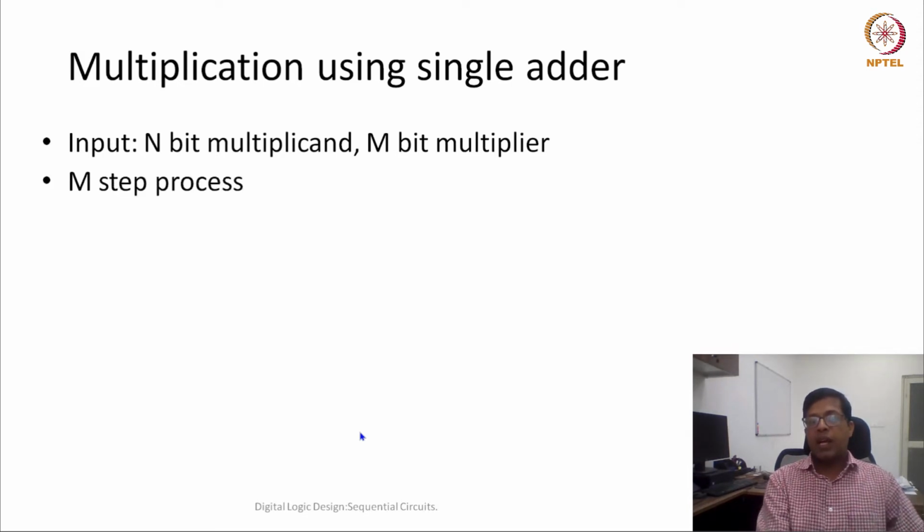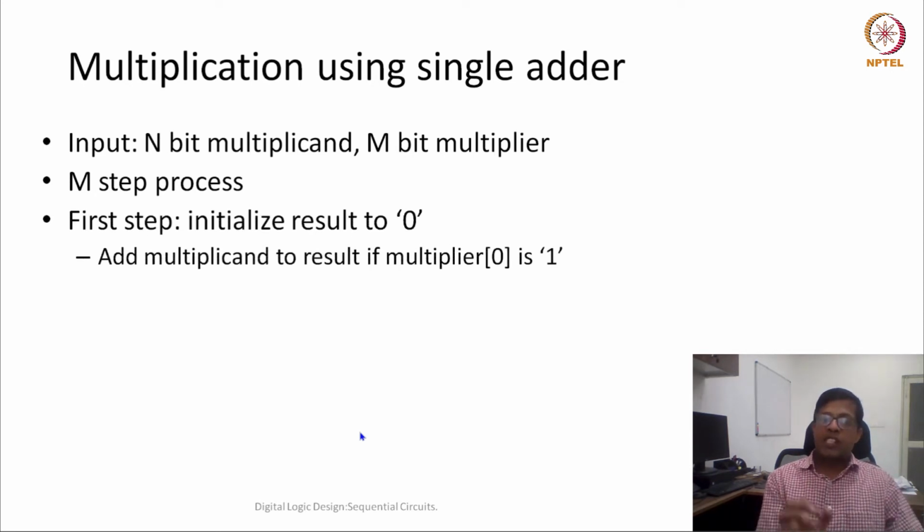If the multiplier is m bits, then the total number of steps is going to be m. Each step we can map to one clock cycle, or to one state of the FSM, finite state machine. Now what would happen in each state? In the first state, we assume the result is 0, and we add the multiplicand to the result. The result was initialized to 0, so we are adding the multiplicand to the result.